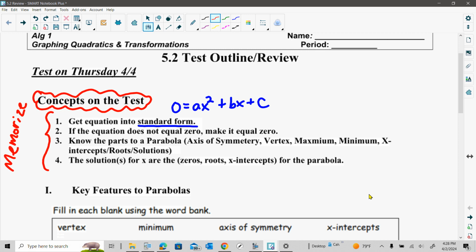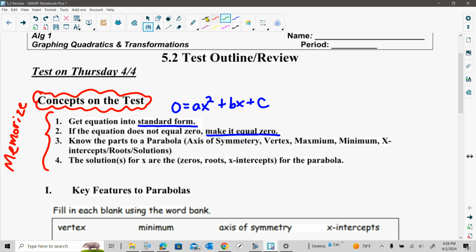And on that green one, and also in our key features of the parabola notes, you need to know that if it's not equal to 0, make it equal to 0. Basically solve the equation for 0. Eliminate the terms to get it to equal 0.